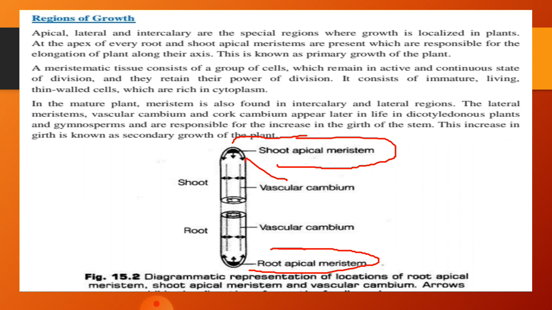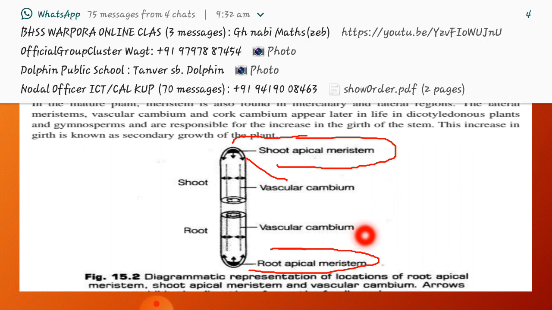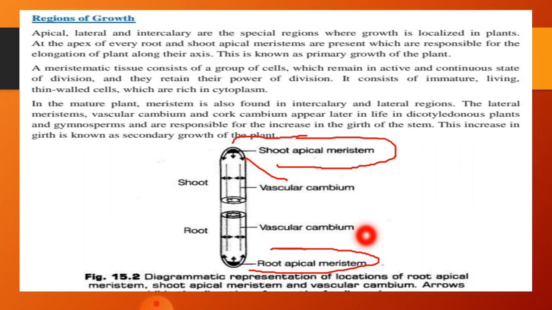Here there is a vascular cambium. First there is the shoot apical meristem, and there is the root apical meristem. These are responsible for the increase and elongation. It causes primary growth. Similarly, there is the lateral meristem, which is present beneath the bark, that is, in the cork cambium. It is responsible for growth in thickness. The vascular cambium causes thickness of the plant.